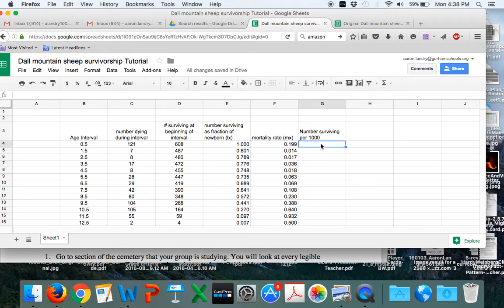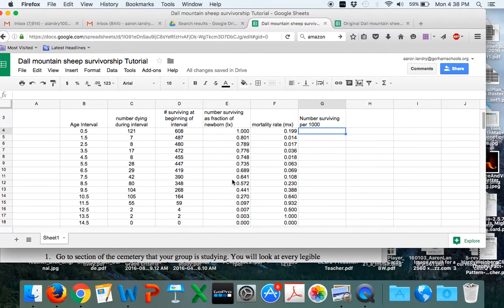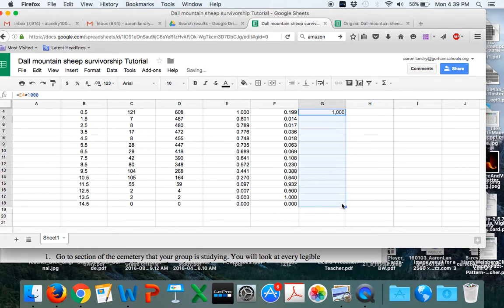Okay. Now, number surviving per 1,000. So this number here is the number surviving as a fraction of the newborn, where 608 is the original. But there is a fraction here. We know this is some proportion of the whole of 1. Now, that's for 100%. So if we wanted to know 100%, we multiply this by 100. If we multiply it by 1,000, that'll give us per 1,000. So we'll multiply that here by 1,000, and we can run this down this way, bring that down.